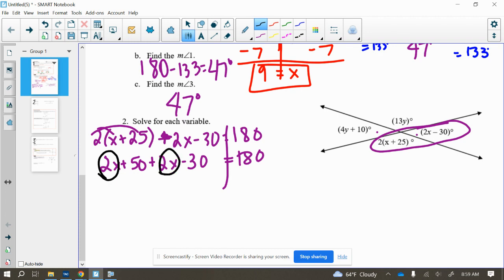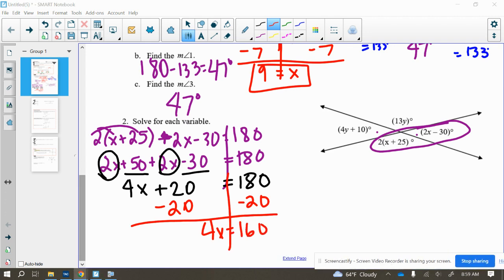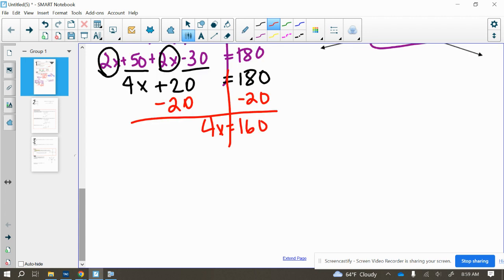Condense. We have 2x and 2x. It's 4x's. 50 minus 30 is 20. And now that we're moving across that equal sign, subtract away 20. We get 4x equals 160. And then last but not least, divide both sides by the 4. X equals 40. So there's our first variable, x equals 40.